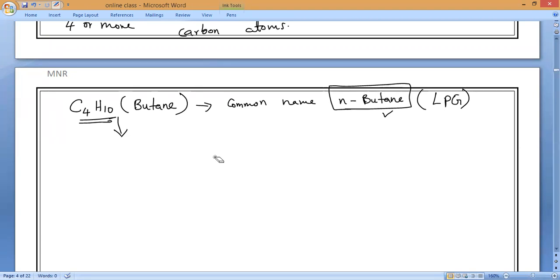For butane, the common name, we will draw the structures also now. One is N-butane. So the possible number of isomers for butane is only 2. Next, pentane is 3. Next, hexane is 5. I will teach you the formula till C equals 7, but till C equals 10 you have to remember. If C equals 1, C equals 2, C equals 3, C equals 4.